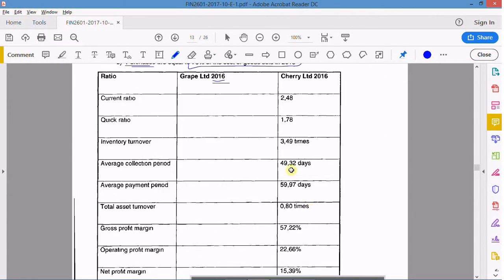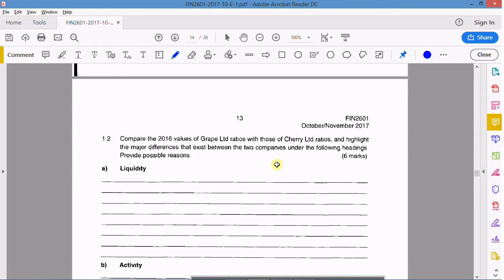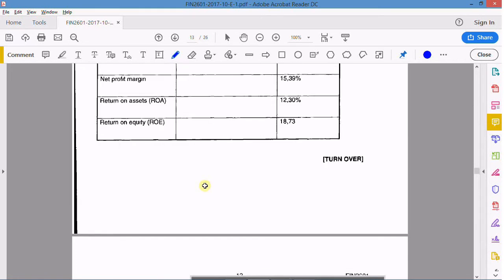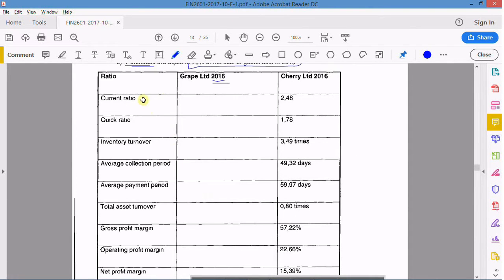Now they're asking you to do what? Compare the 2016 values with those of Cherry and highlight the 3 major differences that exist between the 2 companies under the following headings. Provide possible reasons. 6 marks, so it's 2 each. So liquidity, we're looking at current ratio and quick ratio, and we're comparing Grape to Cherry.